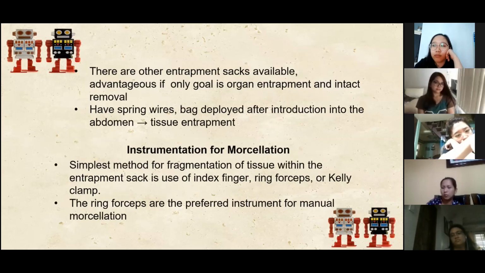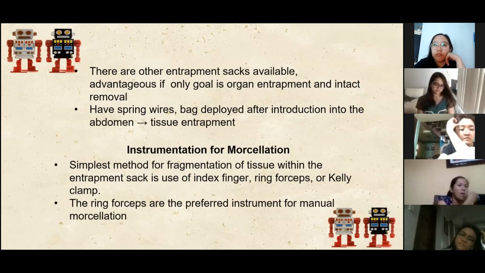Next, please. There are also other entrapment sacs available with marked advantages when the only goal is organ entrapment and intact removal. They have spring wires that, when activated by the surgeon, deploy the bag after introduction to the abdomen. This facilitates tissue entrapment because the broad wire supports stabilize the open sac, allowing the surgeon to scoop the specimen into the sac.